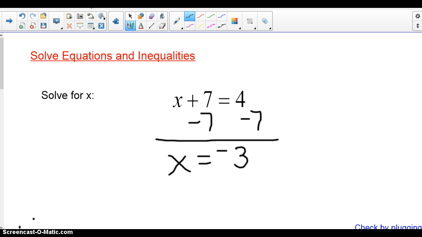Once you have your answer, you always want to put it back into the original problem to double check your solution. So we have a solution of negative 3. We're going to put that back into the equation. We have negative 3 substituting for x plus 7 is equal to 4. Is that a true statement? Negative 3 plus 7 is equal to 4, and the solution checks out.